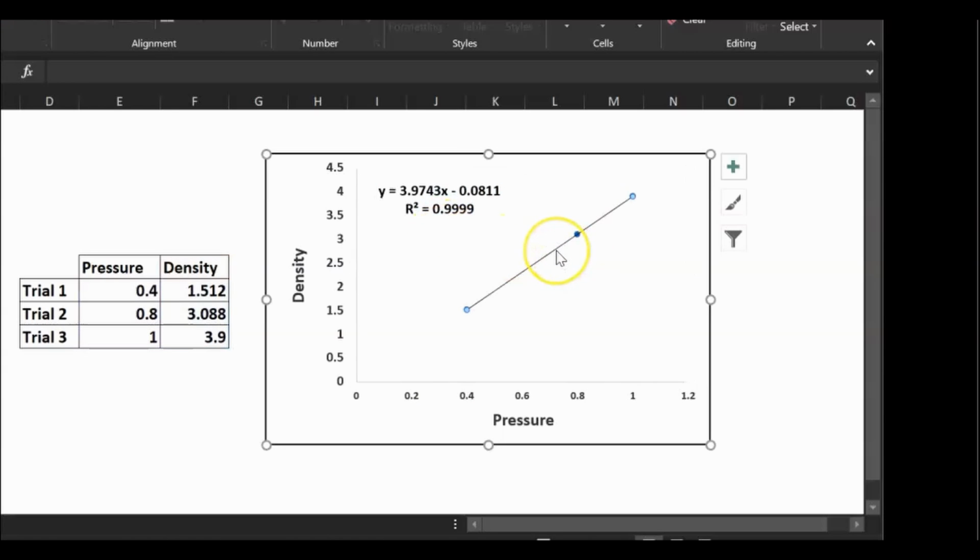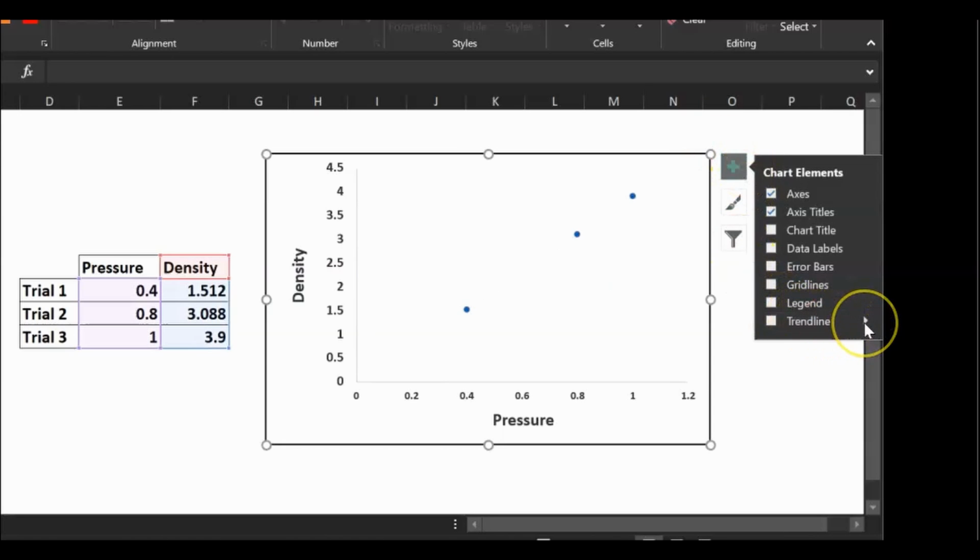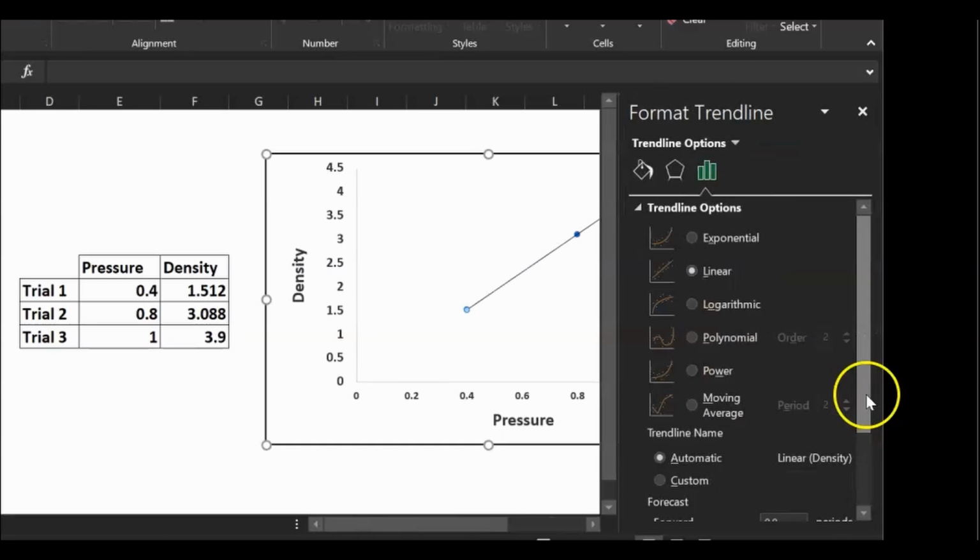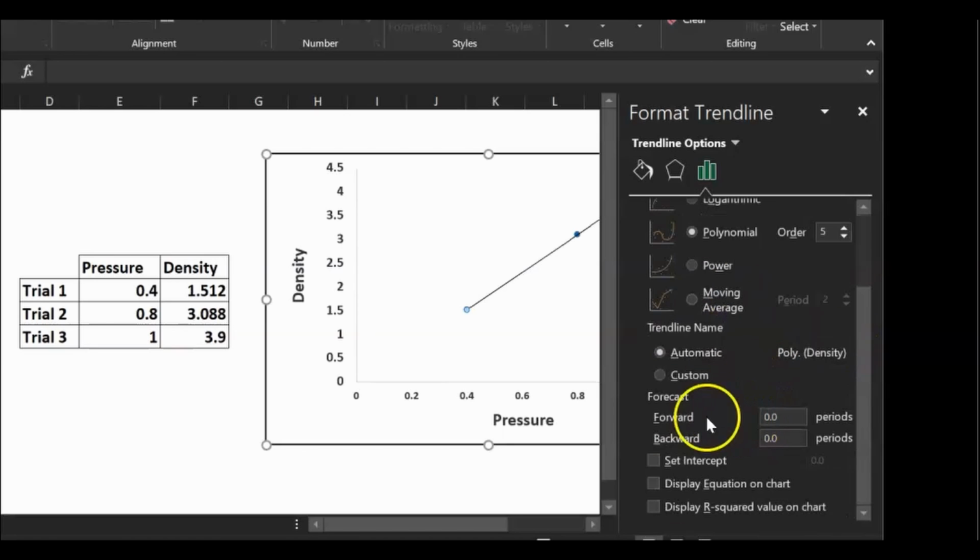So let's get rid of this linear trend line and add a polynomial trend line, which is what we often do with real data. Now, we can include as many terms as we want. Just do 5 to see how it looks to start off with. We won't set the intercept, so we don't force it through 0, 0. We want to see it naturally go through 0, 0. So we'll display the equation and R squared on the chart.